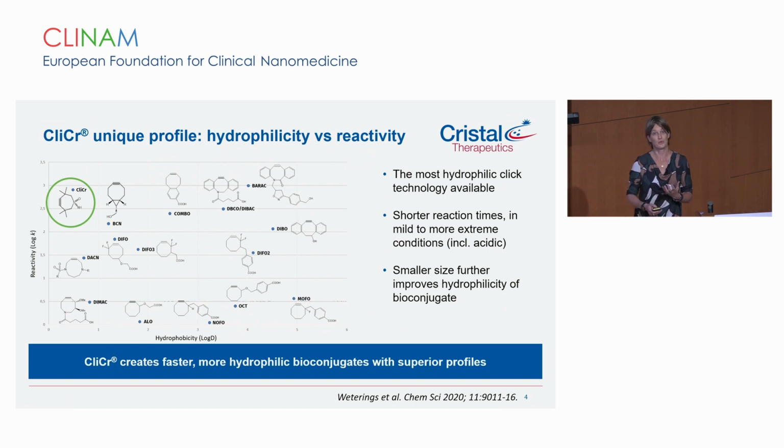And particularly, I want to point your attention to small molecules, meaning if you derivatize small molecules with, for example, DBCO, the physical-chemical features are way more dominated by such a compound. So the added value of CliCr is really better.